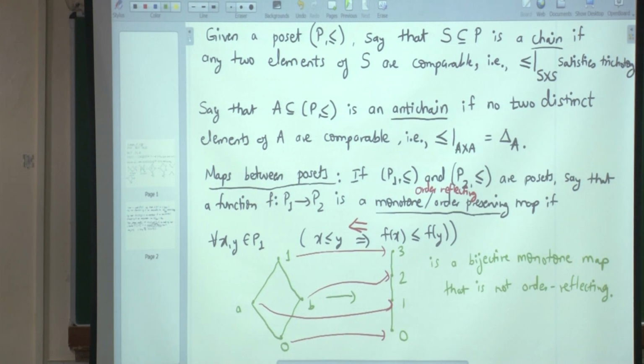So what should be the definition of order isomorphism? It should be bijective, it should preserve order, and it should reflect order. Okay. So let us write that definition down. Say that F from P1 to P2 is an order isomorphism if F is bijective, monotone, and order reflecting.